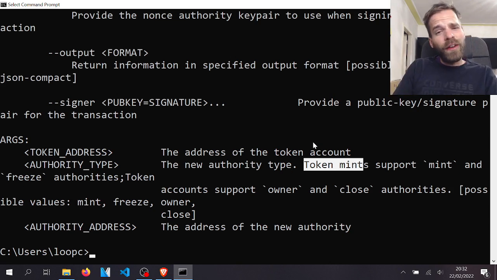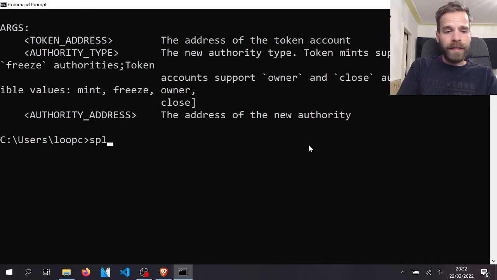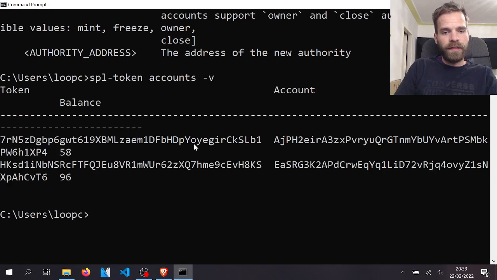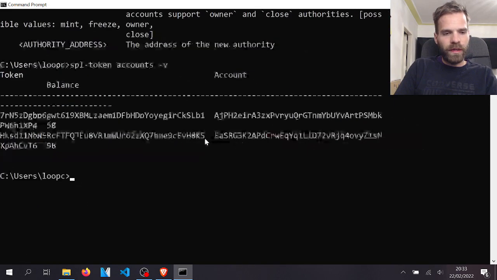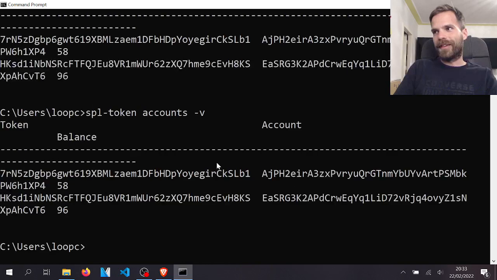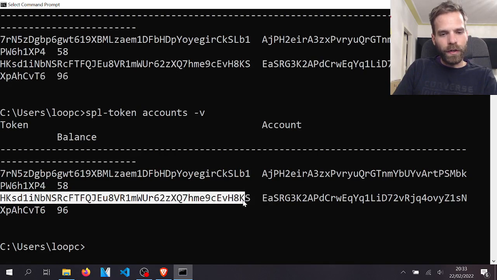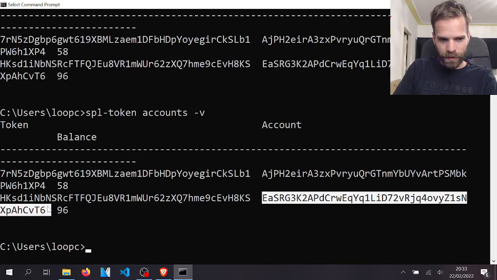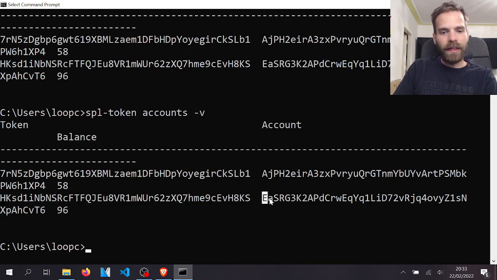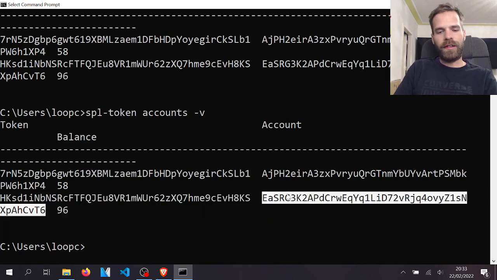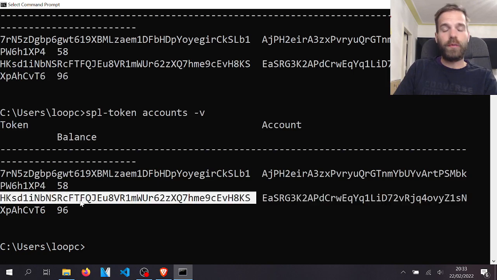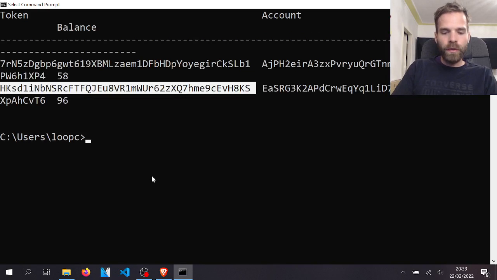Did I successfully confuse you now? I hope I did. So SPL token accounts with more details. This is just too big and it still prints the same way. We see that's the token account. So that's the token mint, that's the token account. And on that we can change the owner and the close authority, and on that we can change the mint and the freeze authority. So let's do that.